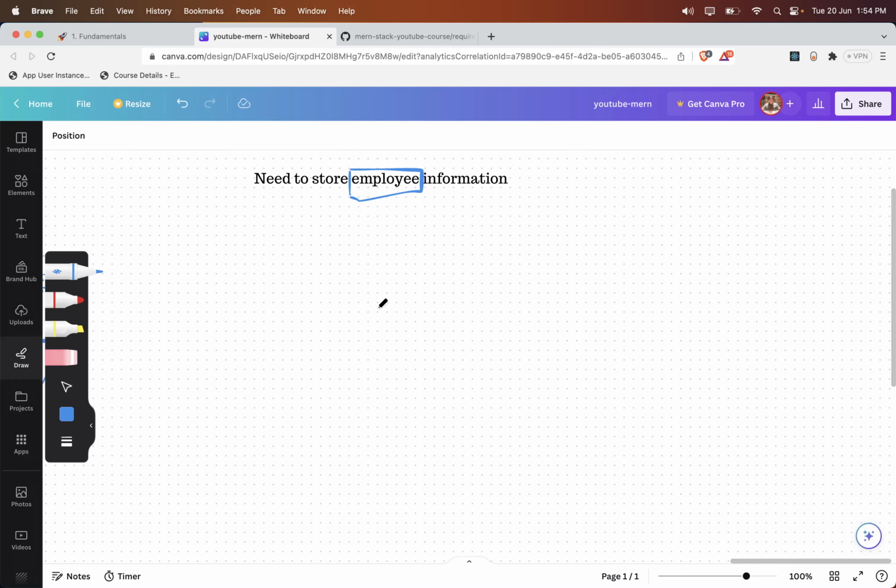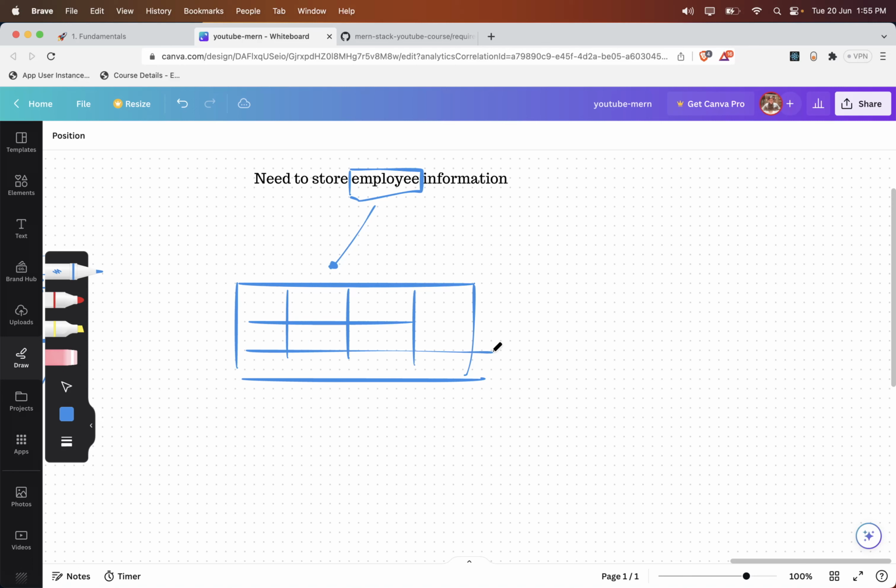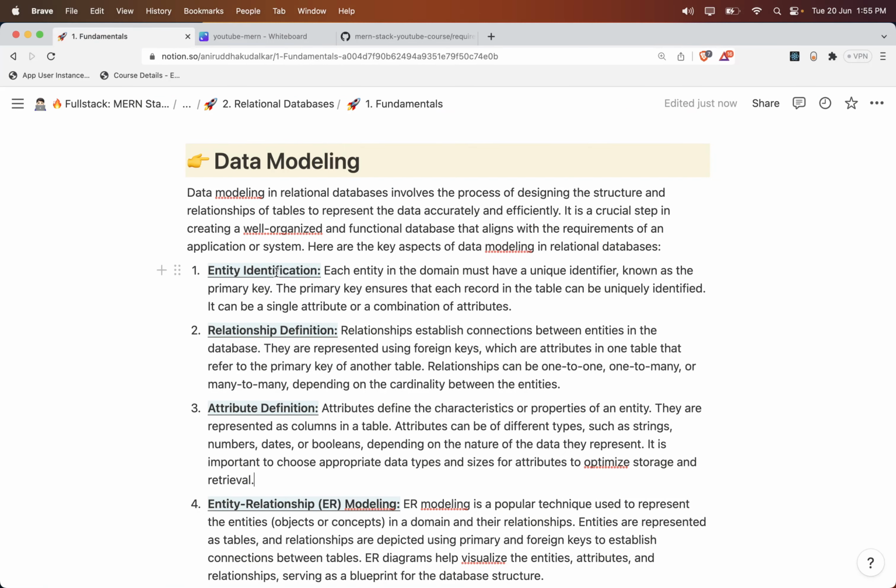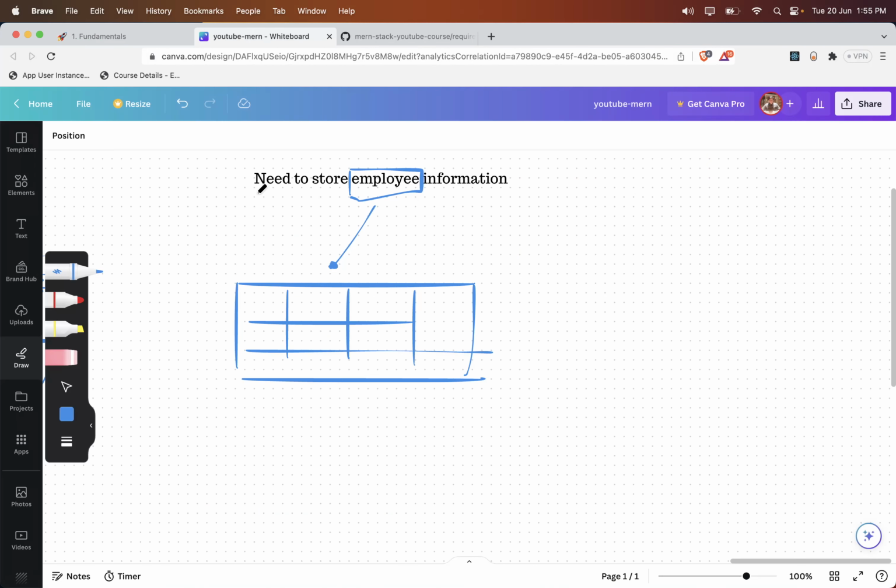When you say entity, it refers to one table in the database. Entity refers to a table in the database. So when you talk about entity, from this requirement, you need to extract how many entities are there. Presently, we would have one table, that is one entity. Need to store employee information.